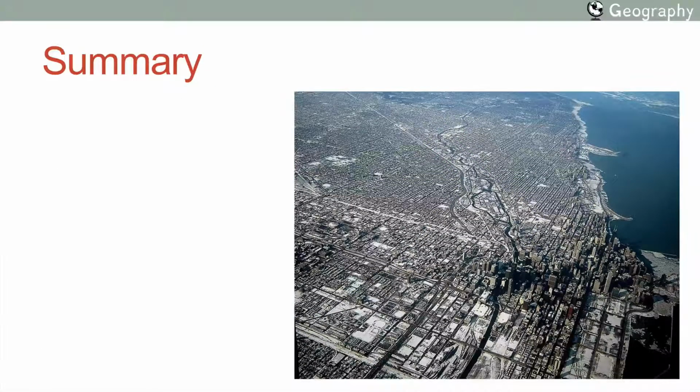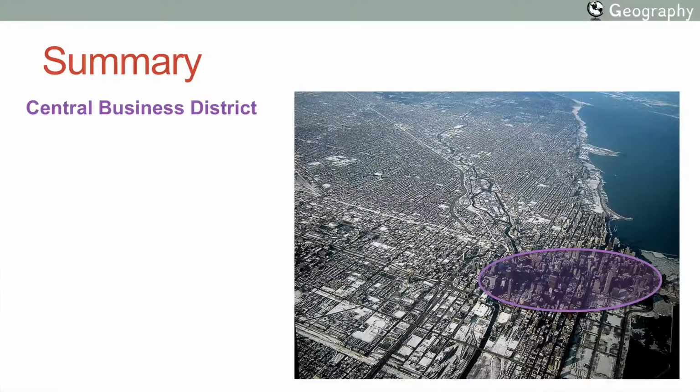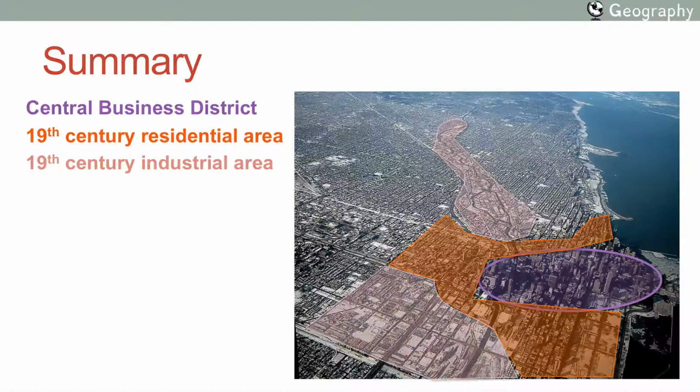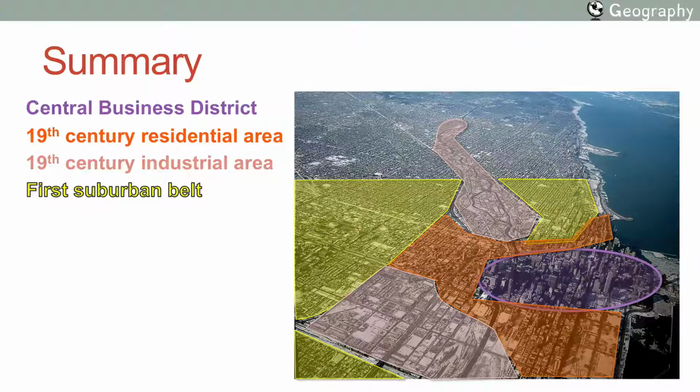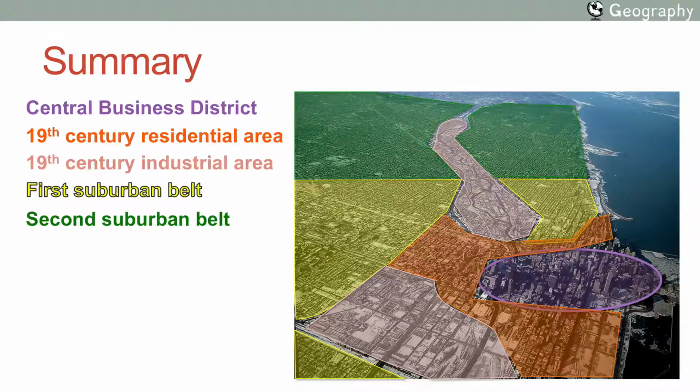If we have to summarize the different spatial units, we can see the origin of the city is in the central business district, right here in the purple area. And then around it, you have the 19th century residential area and the industrial area along the river or very close to the center. And then around these 19th century areas, you have the suburban belts dated from the 20th century, and more or less the limit is approximate. And the second suburban belt is much further, encompassing old towns.